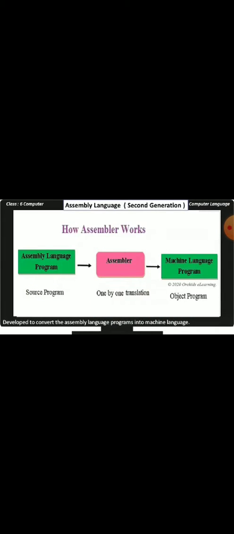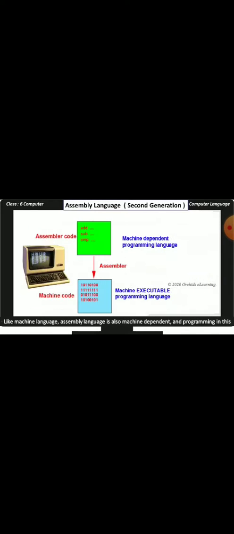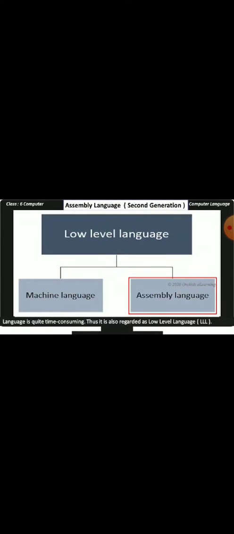Translator programs, known as assemblers, were developed to convert the assembly language programs into machine language. A program written in assembly language is called the source program, whereas the program converted into machine language by the assembler is called object program or object code. Like machine language, assembly language is also machine dependent, and programming in this language is quite time consuming. Thus it is also regarded as a low-level language.